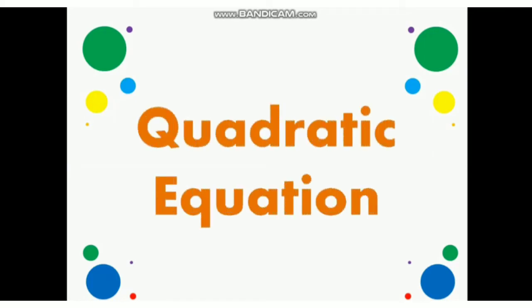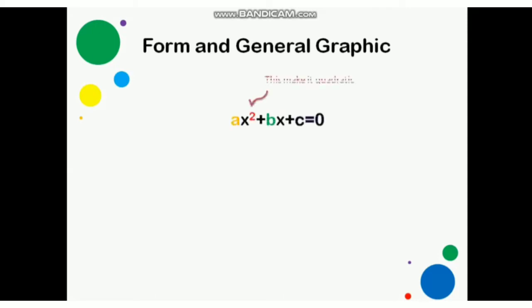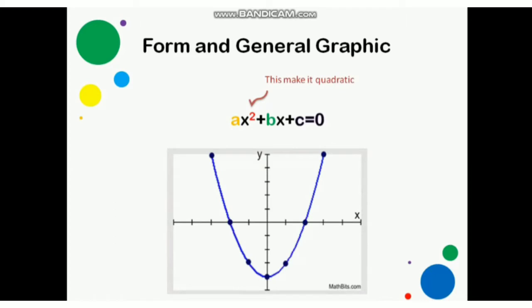So the material that we will explain is about quadratic equation. Form and general graphic of quadratic equation: ax squared plus bx plus c equal to 0. The variable x has power 2, which makes it quadratic, and the graphic of the quadratic equation is like in the picture.